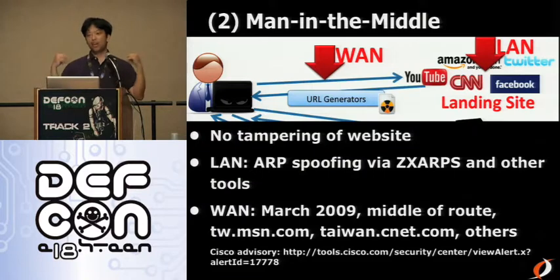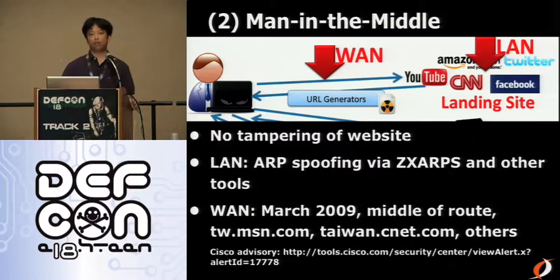So in that case, your visitors tell you that your website is compromised. You go in, you dig the database, you dig the files, you don't find anything. Well, because they haven't tampered with anything. In March 2009, websites like tw.msn.com and taiwan.cnet.com and other sites were attacked and embedded with malicious content. And down there you can see a Cisco advisory regarding it.